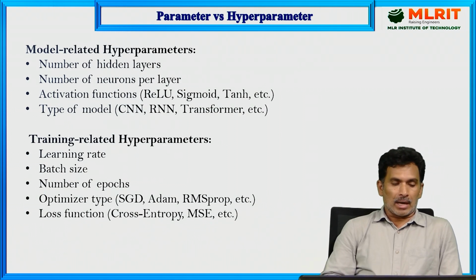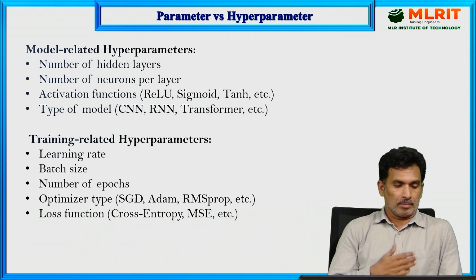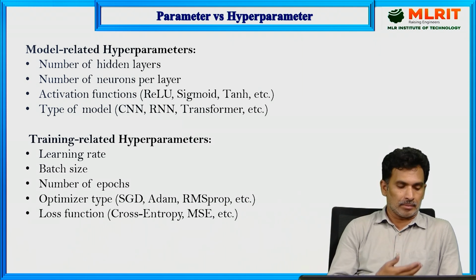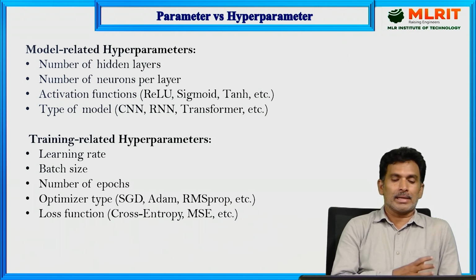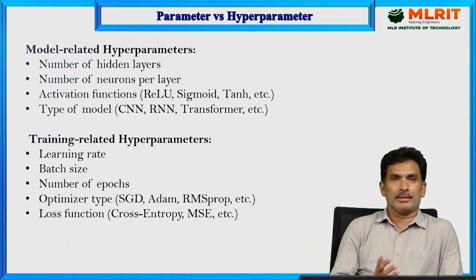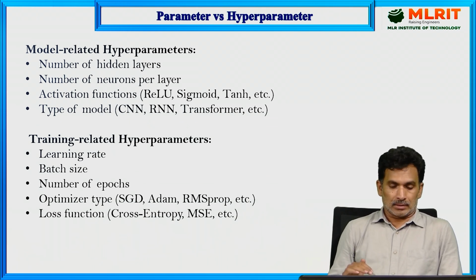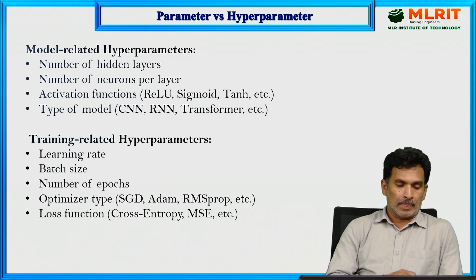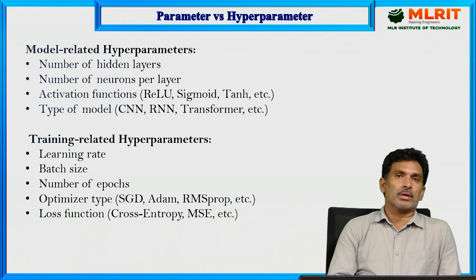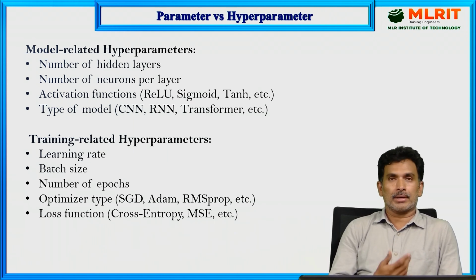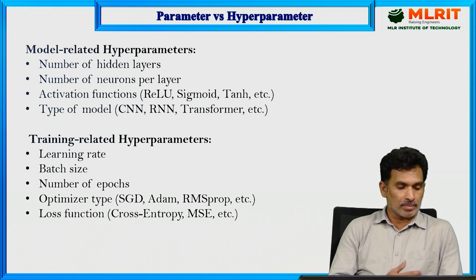And if you look at the hyperparameters, they depend on the model, training and data, etc. Let us see them one by one, as a quick recap. Model related hyperparameters are the number of hidden layers, as we already discussed, the number of neurons per layer, and the activation functions, because activation functions play a significant role in deep learning, like ReLU, sigmoid, tanh, and softmax. Then the type of model, like CNN, recurrent neural networks, and also transformers.